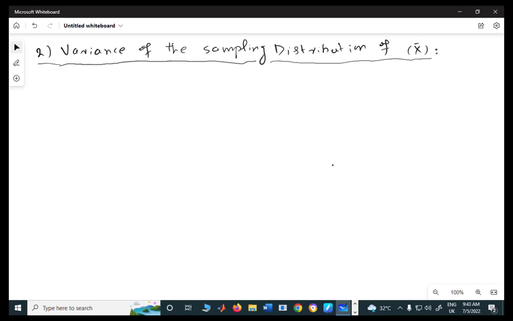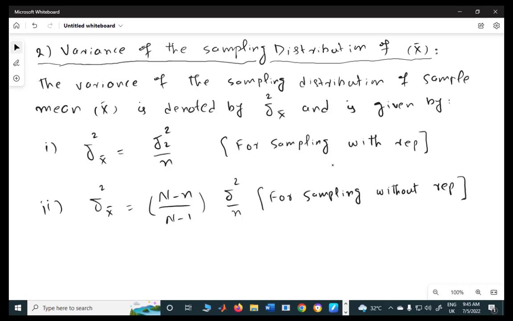Okay, turn to the second property of the sampling distribution of sample mean, which is the variance of the sampling distribution of sample mean. The variance of the sampling distribution of sample mean is denoted by sigma square x bar, and it is given by, for sampling with replacement, sigma square x bar equal to sigma square divided by n.